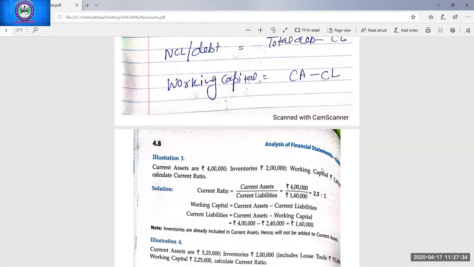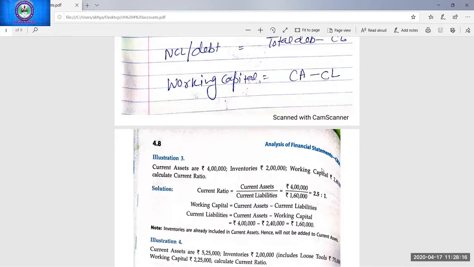Current assets are given 5,25,000. Inventories 2 lakh, includes loose tools 75,000. In inventory there are 75,000 of loose tools. And yesterday I told you that while calculating current assets, loose tools will not be considered. It means if they are added, we have to subtract them. Working capital is given 2,25,000. Calculate the current ratio.